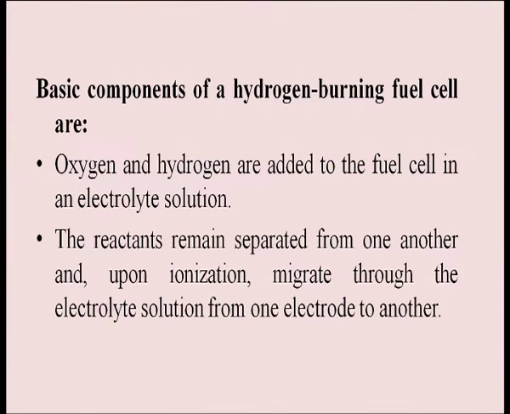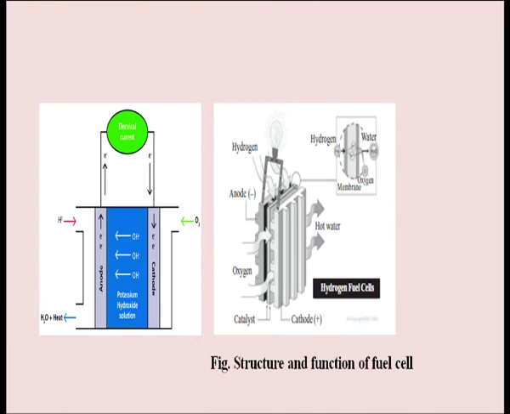Basic components of a hydrogen burning fuel cell are: oxygen and hydrogen are added to the fuel cell in the electrolyte solution. The reactants remain separated from one another and upon ionization migrate through the electrolyte solution from one electrode to another. The flow of electrons from the negative to the positive electrode is diverted along its path into an electrical motor supplying current to keep the motor running. In order to maintain this reaction, hydrogen and oxygen are added when required.